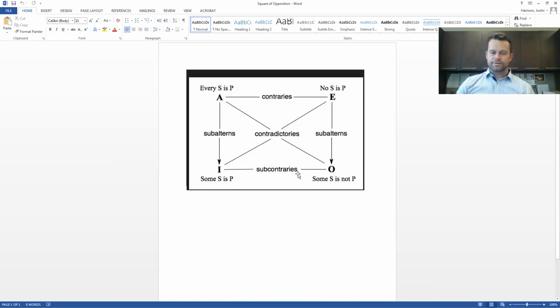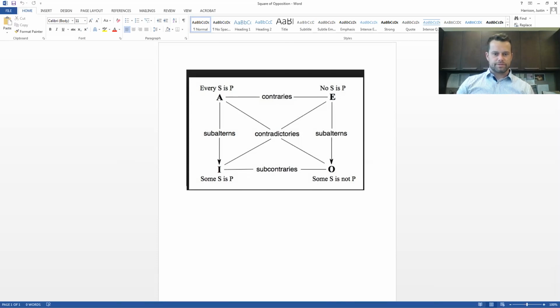And from the sub-contrary relation, we know that if a particular is given as false, the other must be true. It's the opposite of the contrary relation, where if A is given as true, E would be false. Or if E is a true statement, A would be false. For the I and O statements, if I is given as false, O is true. If O is given as false, I is true.